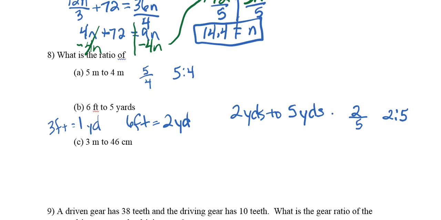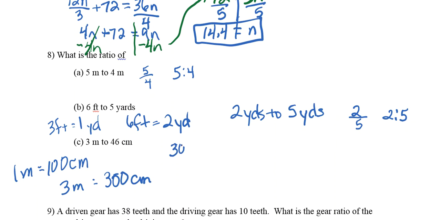Notice once I have the same units, I no longer need the yards anymore. So 3 meters to 46 centimeters. Let's see, 1 meter is 100 centimeters. Now if you don't know these types of things, there is a conversion table in your book. I will also put one up online so you can use that one as well. So if 1 meter is 100 centimeters, then 3 meters must be 300 centimeters. So we're going to replace the 3 meters with 300 centimeters.